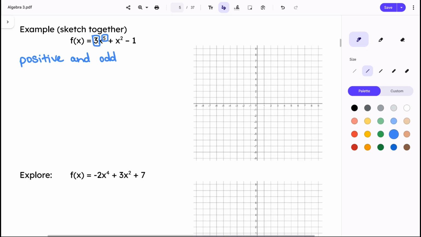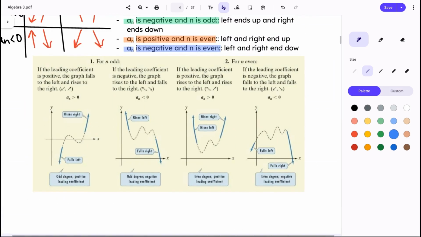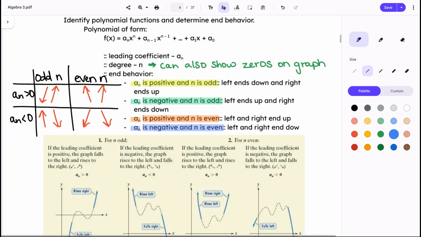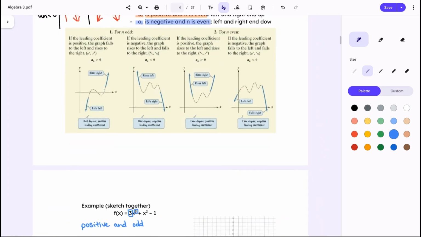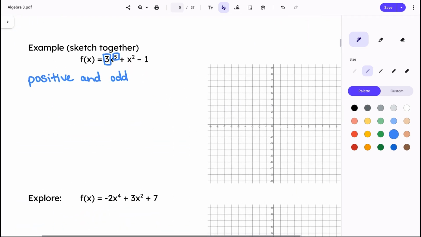Again, if you need to, you can flip back and look at that little table that we just created. I'll scroll back up to that. So we're talking about positive and odd, which would be this situation right here. The graph is going to start out by coming up from negative infinity, and then eventually it's going to go up to positive infinity forever. So I'm going to draw that. It's going to start by going down. It's going to end by going up.